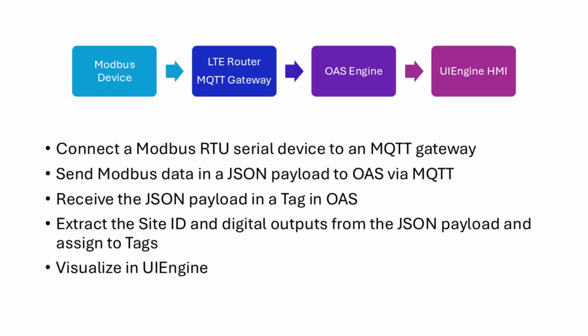So to summarize, in this video we had a look at how to connect a Modbus RTU serial device to an MQTT gateway, get this data through to OAS using MQTT messages, and then how to extract the payload using JSON calculation functions and create the tags where we then put the data, and then finally present all that in UIEngine. Hopefully this has been useful to you, and thanks for your time.